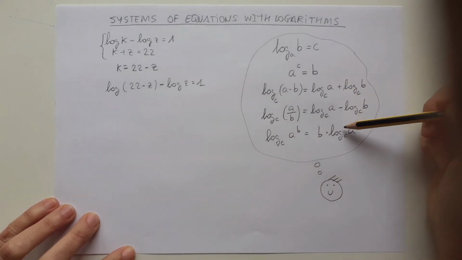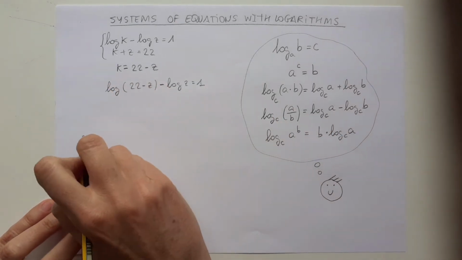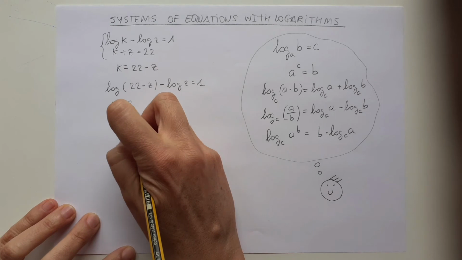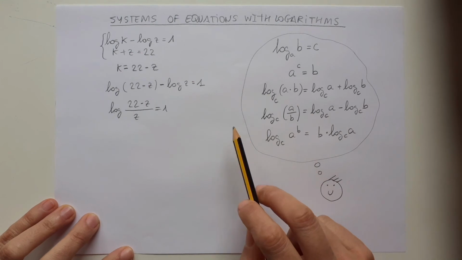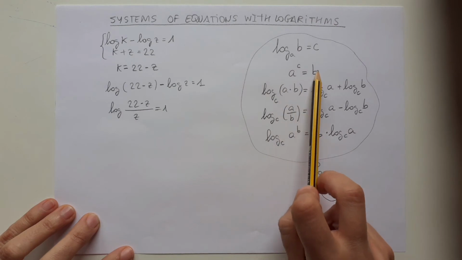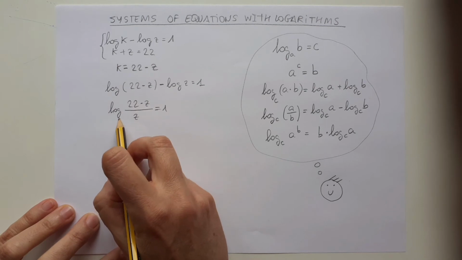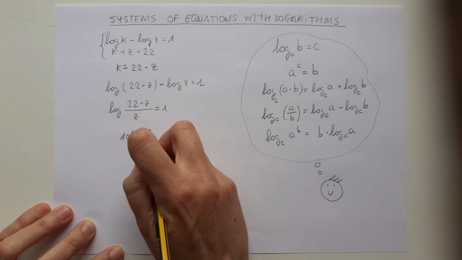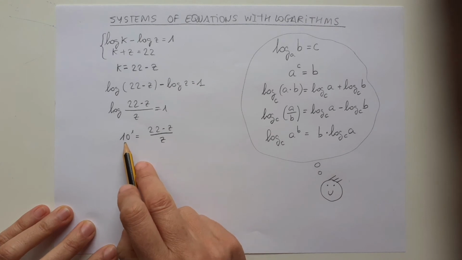And what property can we use here? Clearly, we can use this. And we can write this as only one logarithm: logarithm of 22 minus z over z equals 1. And now we can use the definition of a logarithm, and we can write this logarithm as a power. So I can say the base of this logarithm, when we have no base, is 10. So 10 to the power of 1 must be the argument of the logarithm. 10 to the power of 1 equals 10.